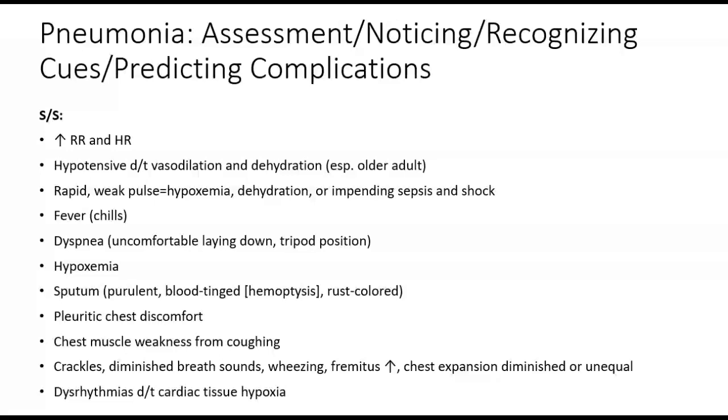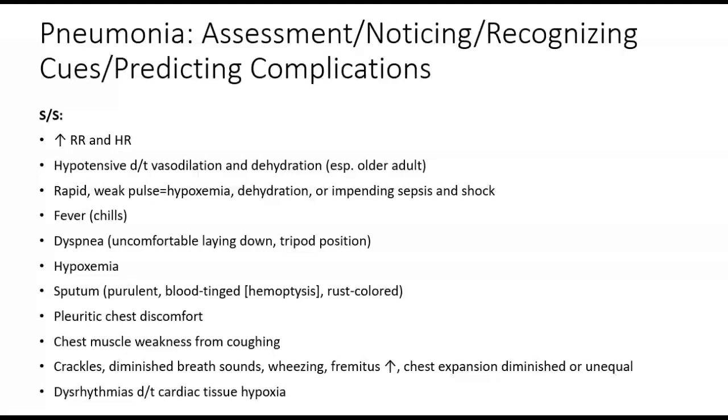There's less oxygen in the blood, so the patient starts breathing faster, trying to get more oxygen, and the heart rate increases, trying to get oxygen out to the body. An increased heart rate could also be related to dehydration if the patient has some dehydration. Other signs and symptoms: hypotensive due to vasodilation and dehydration, especially in the older adult.